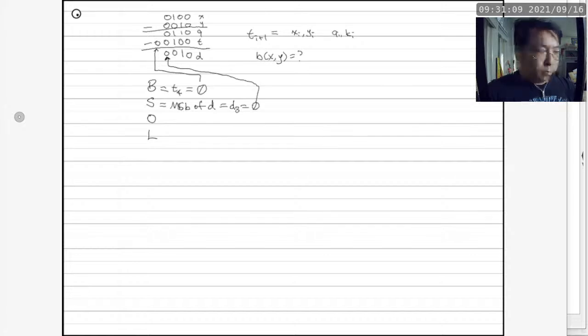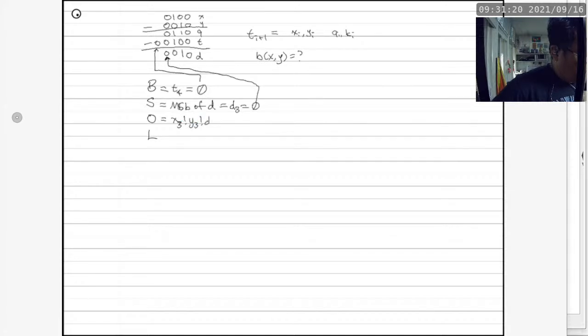What about overflow? Okay, so if we look at the definition of overflow, it is x3 and not y3 and not d3, or not x3 and y3 and d3. So we just have to plug in the numbers, right? So we have 0 and not 0 and not 0, or not 0 and 0 and 0, which is 0 or 0, which is 0.